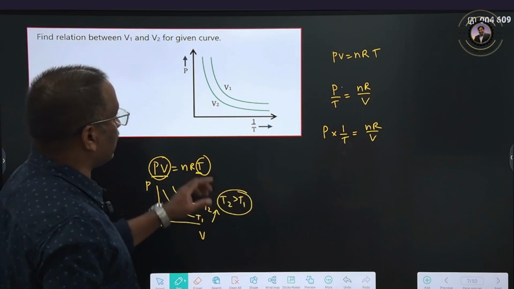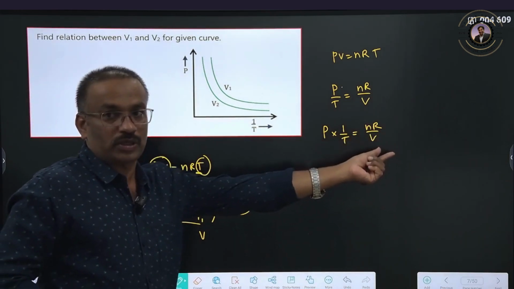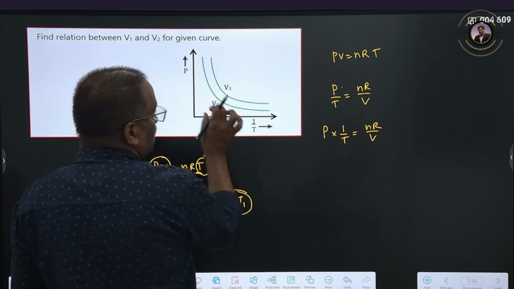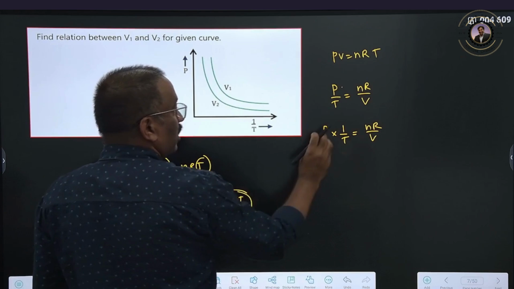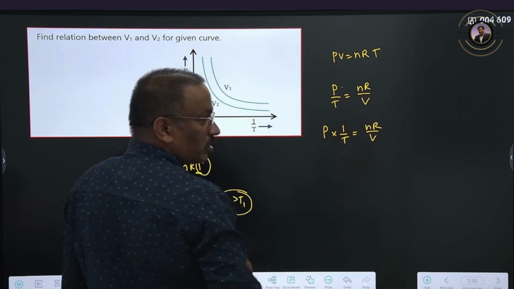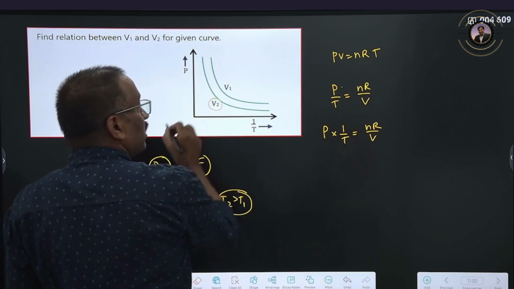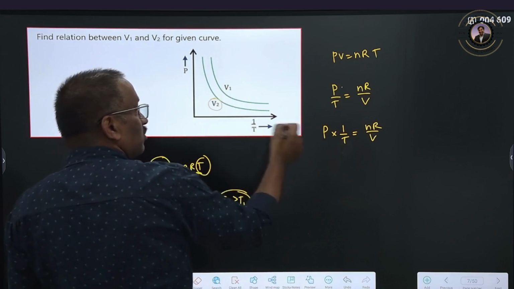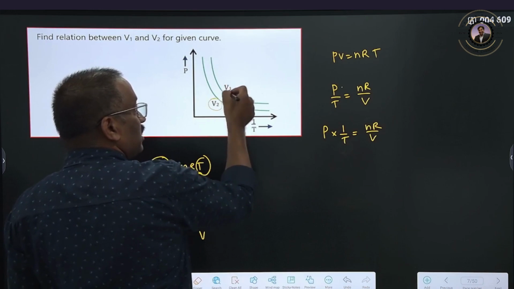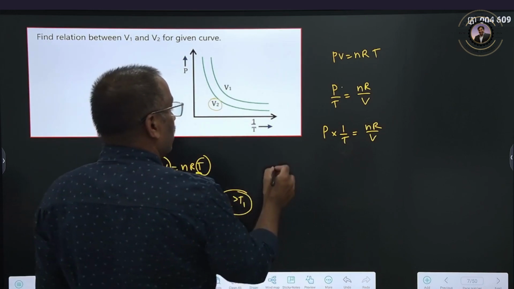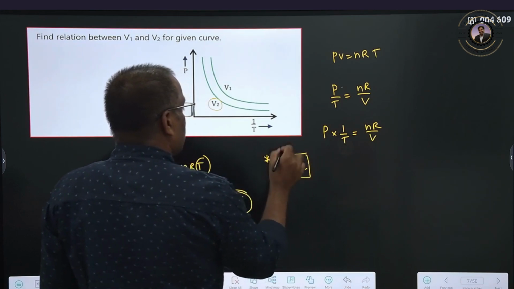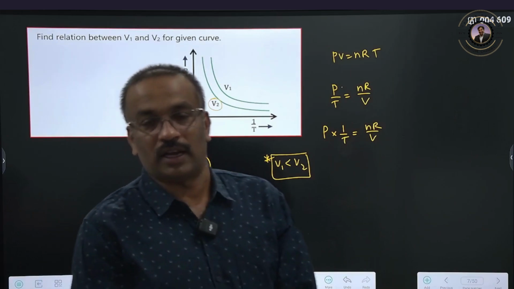Similarly, here you can see it is inversely proportional to this. In this part, this region is smaller, that means this will be larger, because it is inversely proportional. Smaller here means this should be larger. In this area it is larger, so this value will be smaller. Therefore, V1 will be less than V2. So in this way you can get the relation.